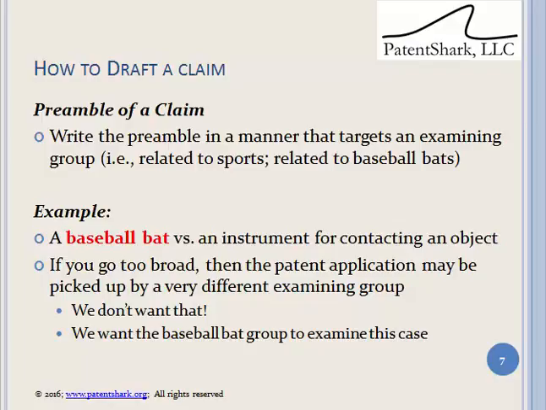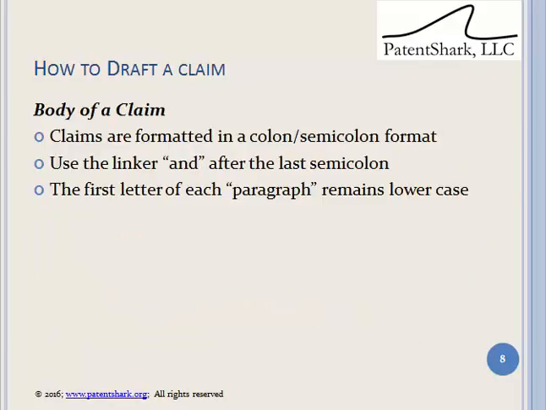If you go too broad, then the patent application may be picked up by a very different examining group, and that's something we don't want. We want to make sure that the baseball bat group examines this case. An instrument for contacting an object can be just about anything. It's just way too broad for this example. So the preamble was simple in this case.